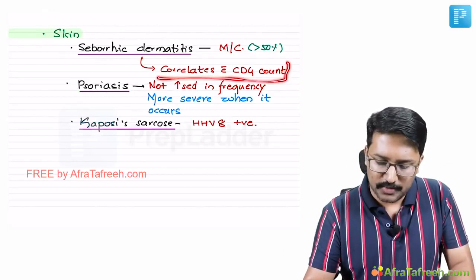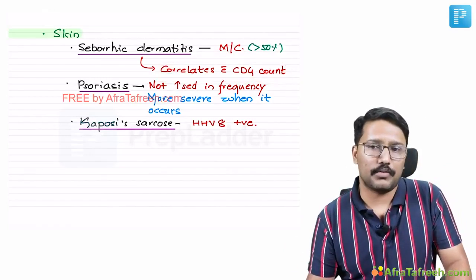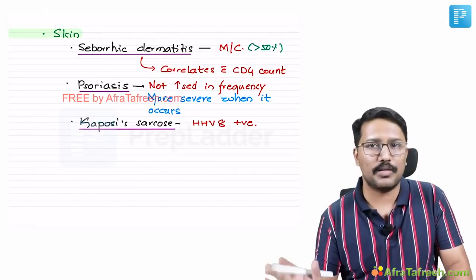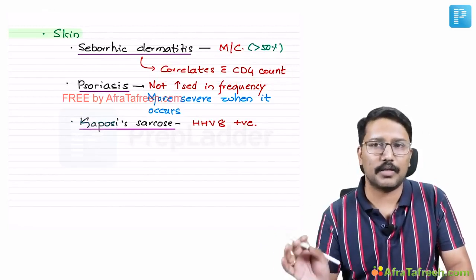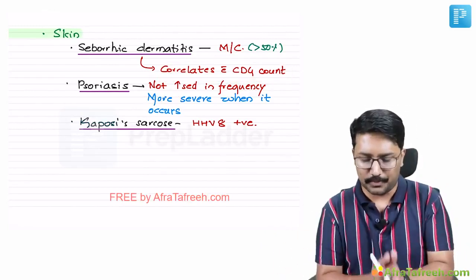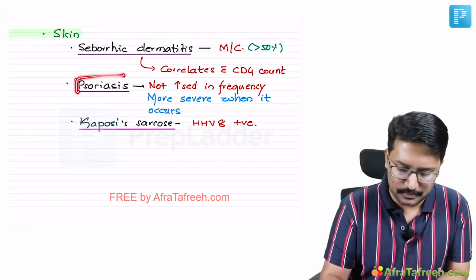Okay, so it correlates with CD4 count. This is one particular point I want you to remember. First point, it is the most common dermatological manifestation, and seborrheic dermatitis correlates with the CD4 count. Okay. The next thing is psoriasis.